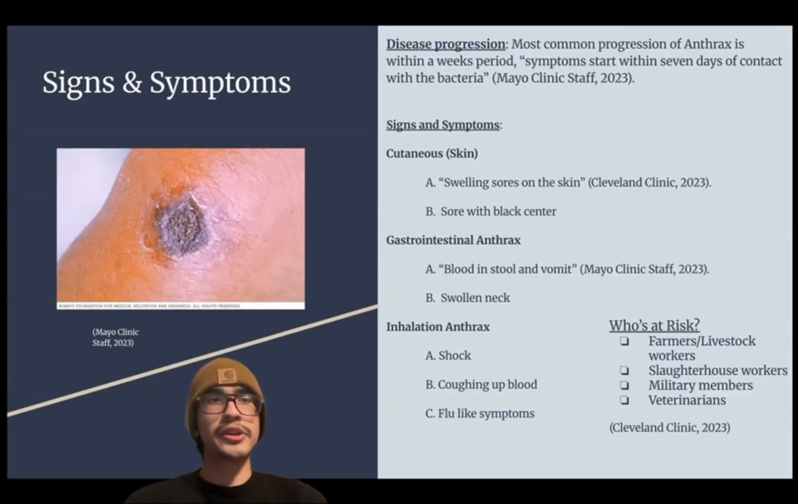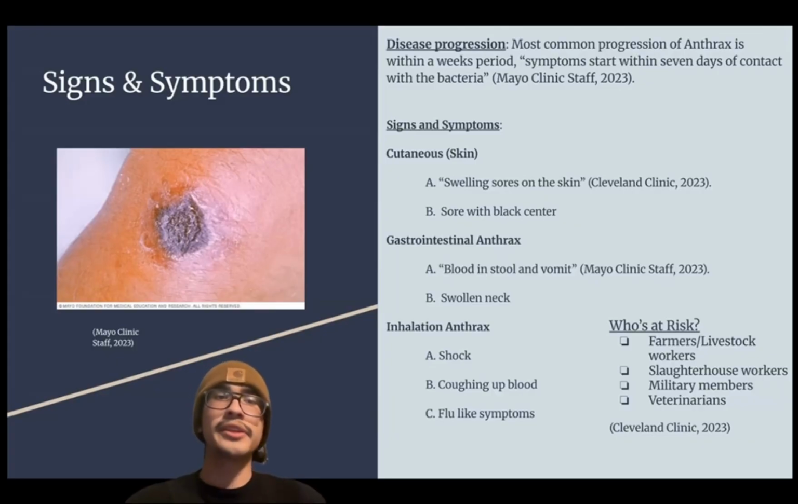Farmers and veterinarians work directly with animals and may come into contact with infected carcasses, hides, or wool. Slaughterhouse workers are at risk through handling animal parts, especially if proper protective equipment isn't used correctly. Military members, especially those deployed to regions where anthrax is more common or used as a biological weapon, face increased risk due to potential airborne exposure during attacks or outbreaks.